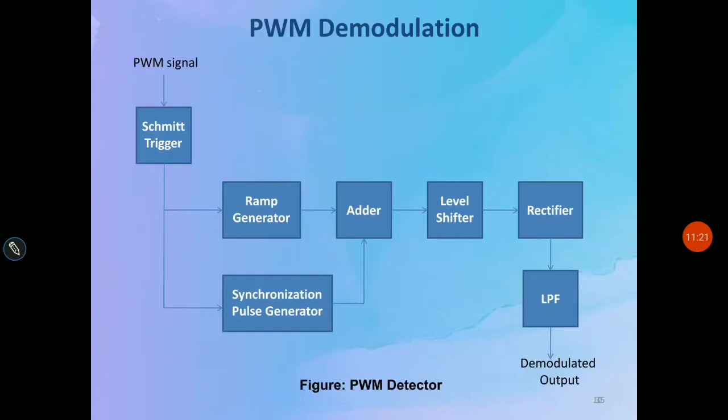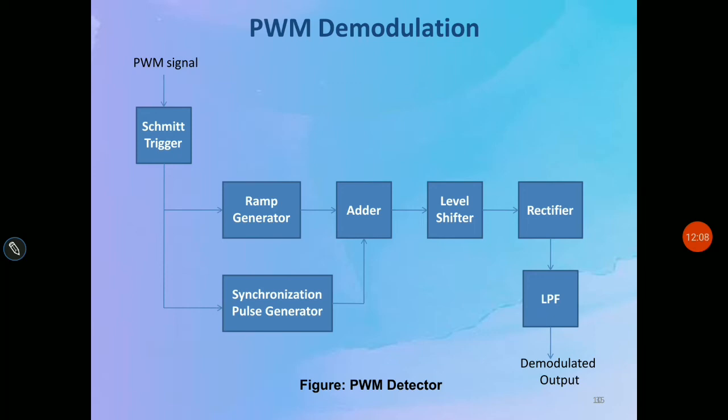Now again, PWM demodulation. This is the block diagram of the PWM detector. Now the PWM signal is already generated. This is now passed through a Schmitt trigger circuit. Then the output of the Schmitt trigger is given to two blocks. One part is given to the ramp generator and another part is given to the synchronization pulse generator, where a synchronized pulse is generated. The outputs of the ramp generator and the synchronized pulse generator are added in an adder.